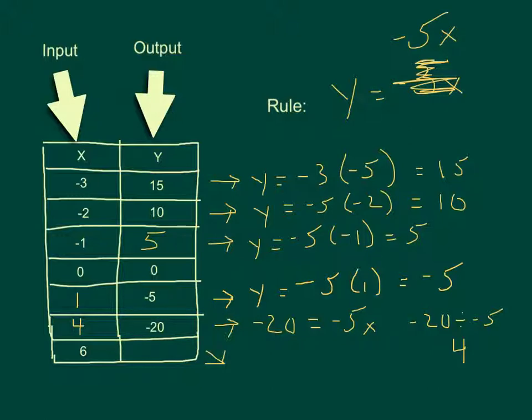Last one, y equals negative 5x, that's our rule. We're given our x, so we can just plug that in. y equals negative 5 times 6, and that's just going to be negative 30.